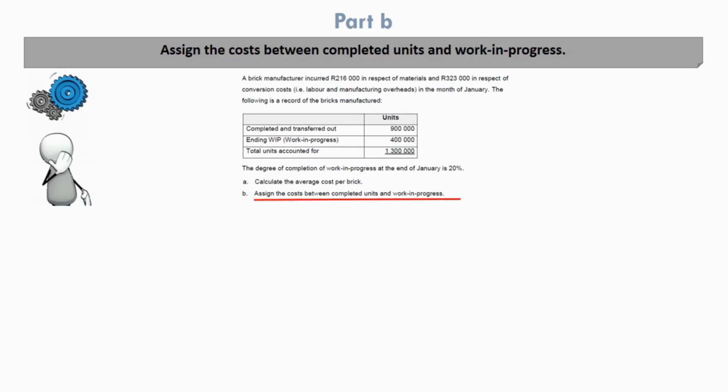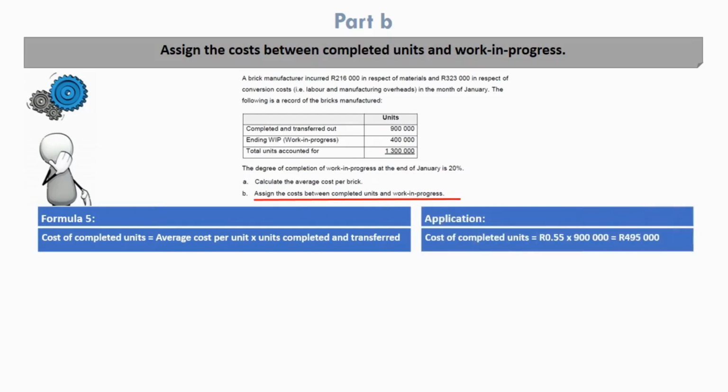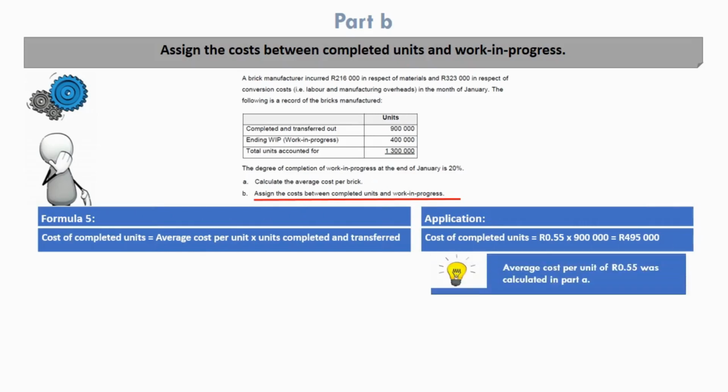Part B requires that we assign the costs between completed units or finished goods and work in progress. The cost of completed units is calculated by multiplying the average cost per unit with the units completed and transferred. In this scenario, we've calculated an average cost per unit of 55 cents. If this is multiplied by 900,000 units completed and transferred, the cost of completed units is 495,000 Rand.